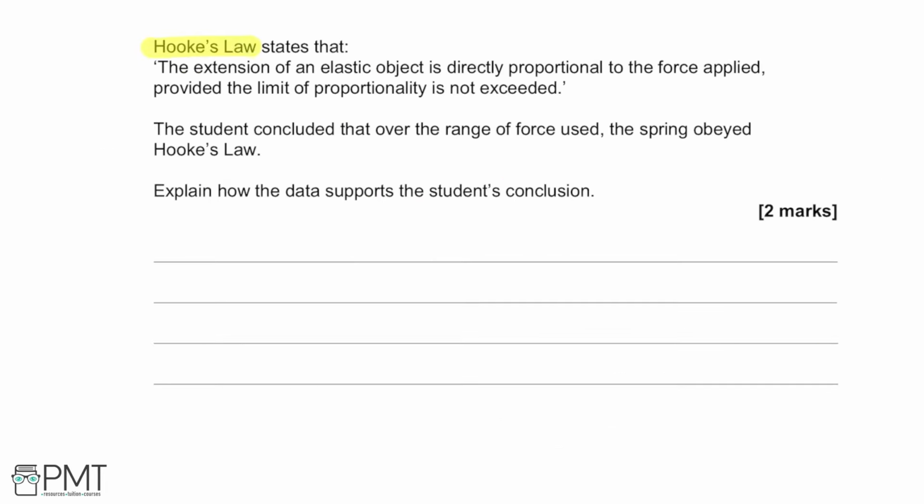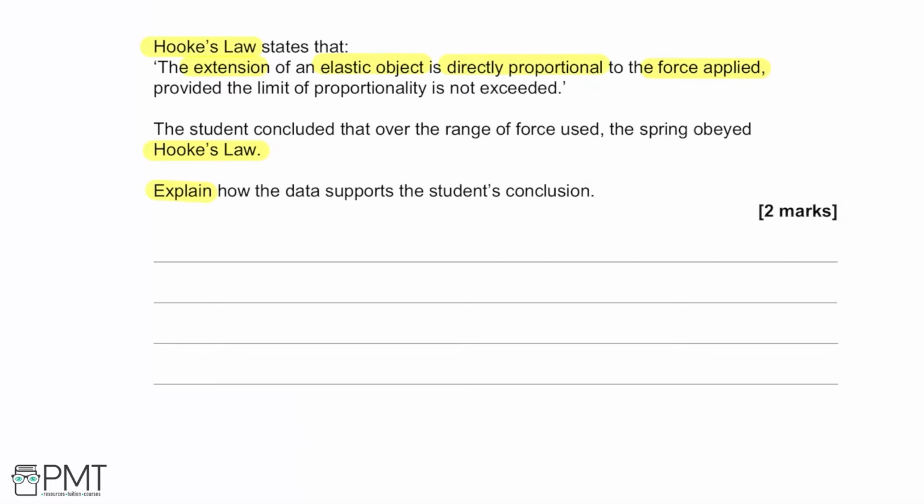Now we're told that Hooke's law states that the extension of an elastic object is directly proportional to the force applied, provided the limit of proportionality is not exceeded. We're told that the student concluded that over the range of forces used, the spring obeyed Hooke's law. And we're asked to explain how the data supports the student's conclusion. This question is going to be worth 2 marks here.